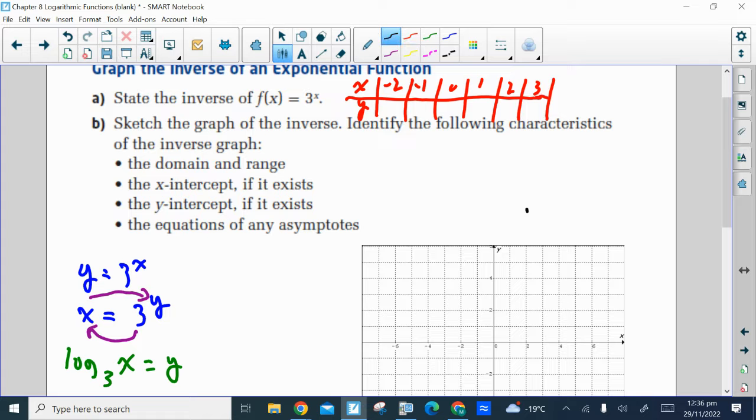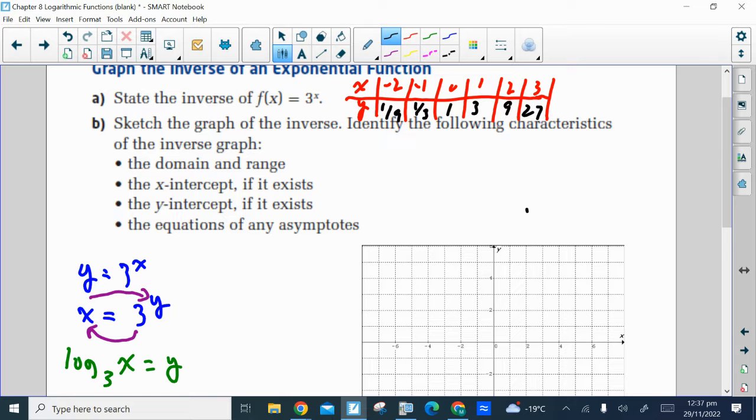When x is negative 2, 3 to the negative 2 is 1 over 3 squared, or 1 over 9. When x is negative 1, 3 to the negative 1 is 1 over 3 to the positive 1, or 1/3. When x is 0, anything to the power of 0 is 1. 3 to the 1 is 3, 3 squared is 9, 3 cubed is 27. Now we might not have room for all these points on our graph, but that's okay.